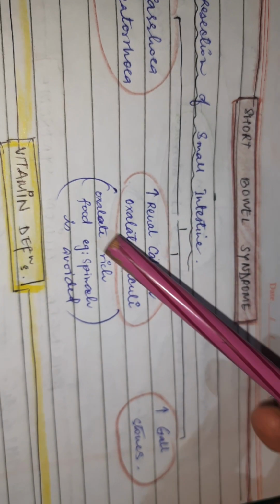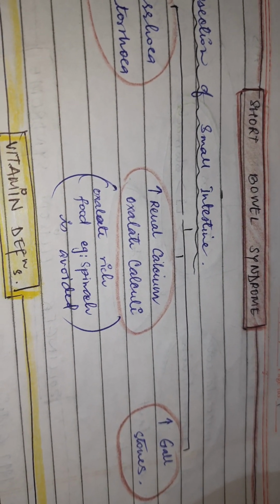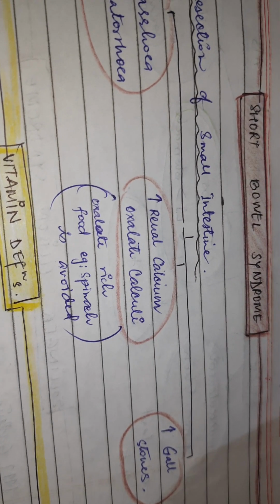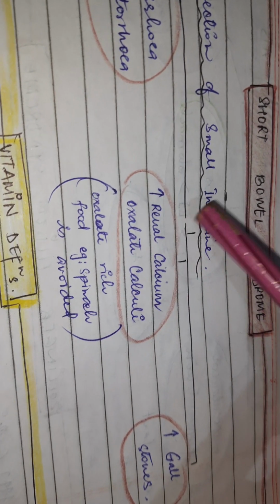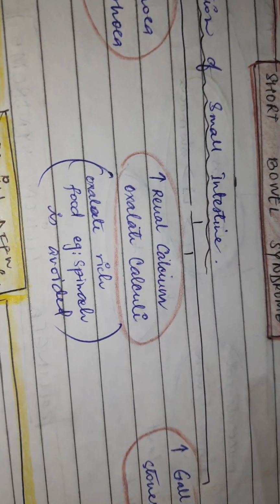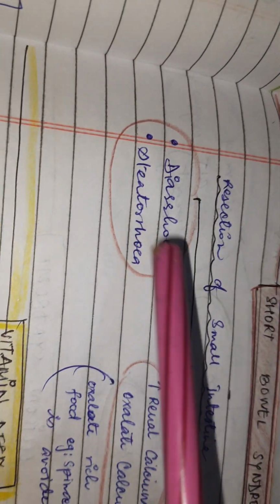Oxalate absorption increases, so oxalate-rich food like spinach is avoided here. Increased renal calcium oxalate calculi, and then gallstones occur due to that. Diarrhea and steatorrhea.